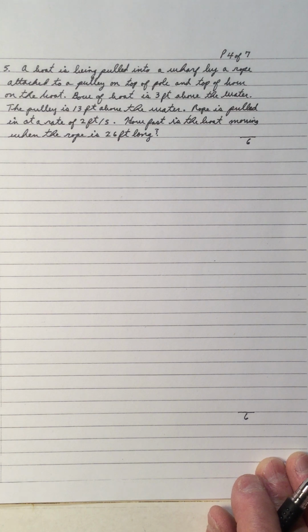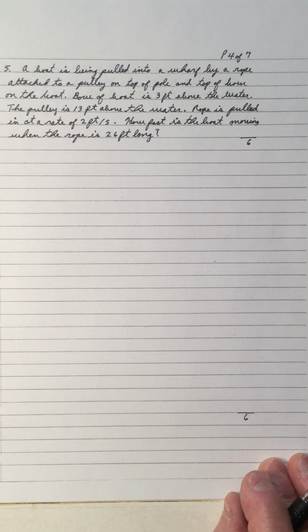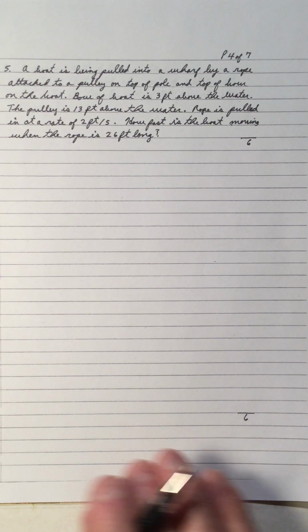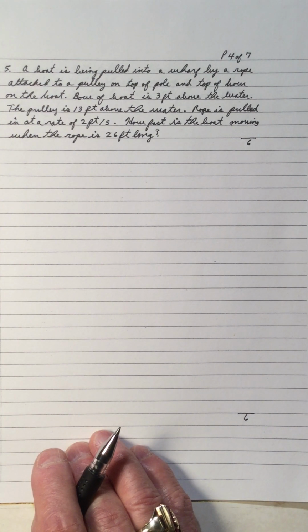Now I try to do a variety when I do a review, just to help explain what's happening. So a variety is, let's go with another one, number 5.